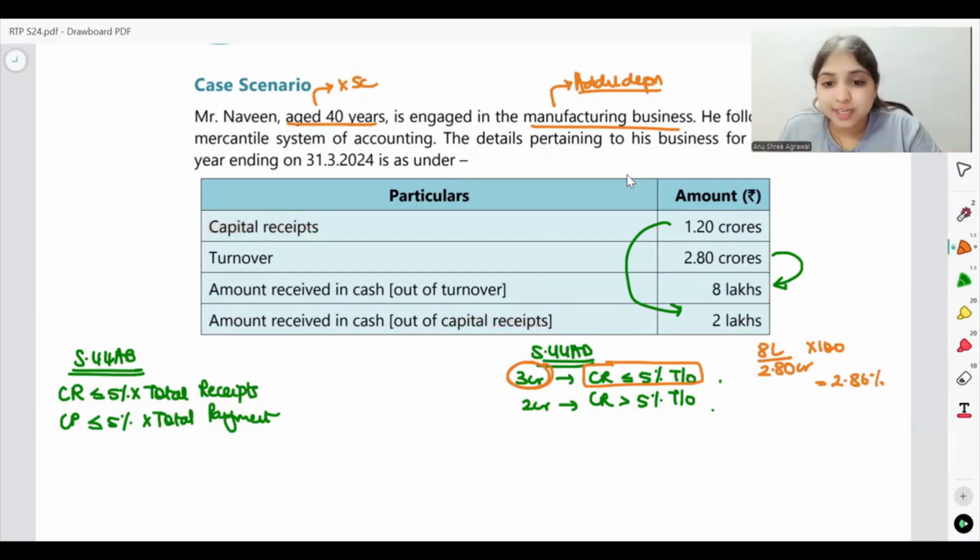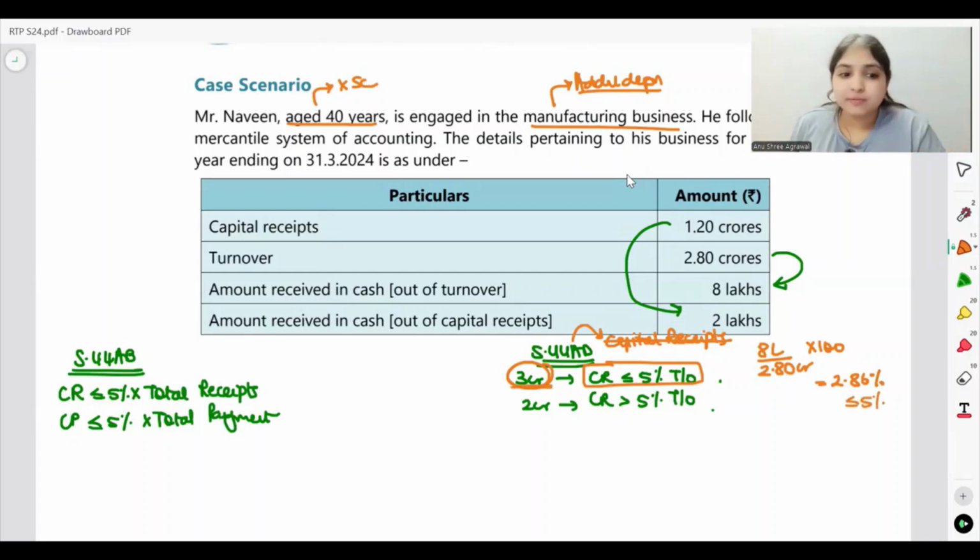When you're doing 44AD calculation, capital receipts are going to be useless for you. They are going to be irrelevant for you. So I just saw total turnover is 2.8 crores. Out of that, 8 lakhs is received in cash. So 8 lakhs is only 2.86%. It is within 5%. So therefore, 3 crore limit will apply.